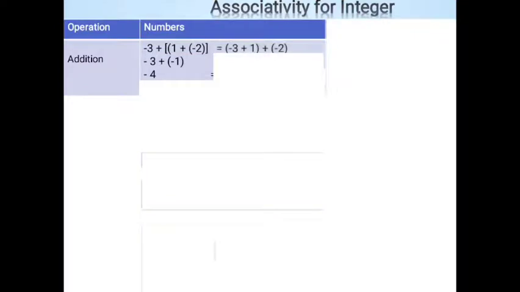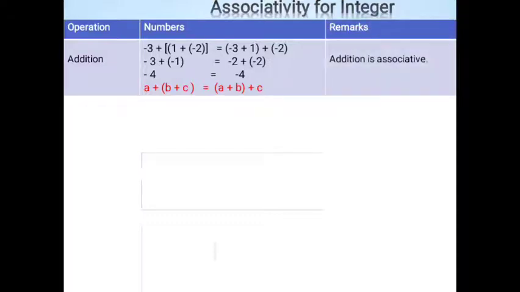Whereas (minus 3 plus 1) plus minus 2 can further be written as minus 2 plus minus 2, which equals minus 4. So both the expressions are equal here. Therefore, we can say a plus (b plus c) equals (a plus b) plus c. Therefore, addition is associative. So no matter which two integers you add first, the answer does not change here.